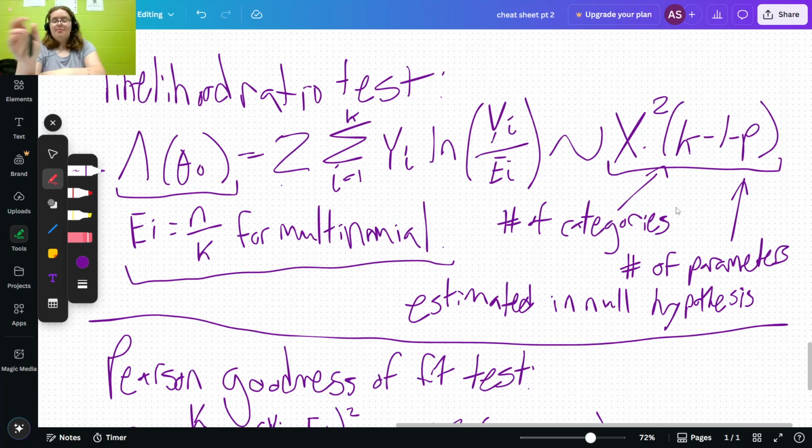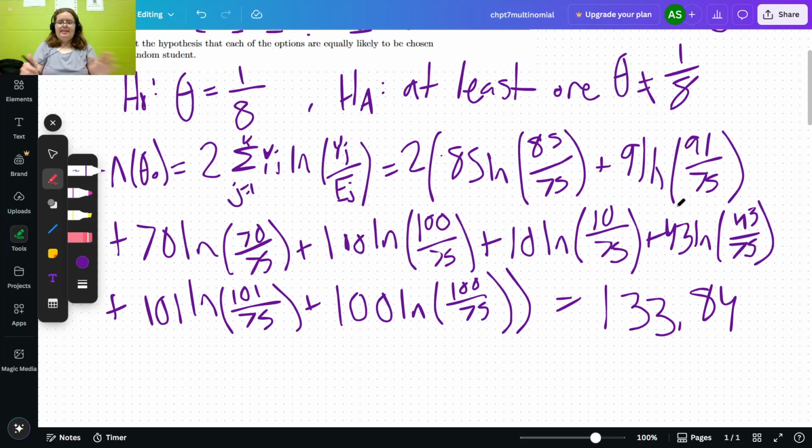With other distributions, the p is, as James put it in his slides, the number of parameters estimated in the null hypothesis. But for whatever reason, I can't describe it. Ask on Piazza, I don't know. For doing multinomial stuff like this, it's just going to be k minus 1. The p is 0. So just take my word for it. The degrees of freedom is going to be k minus 1, which is equal to 8 minus 1, which is 7.